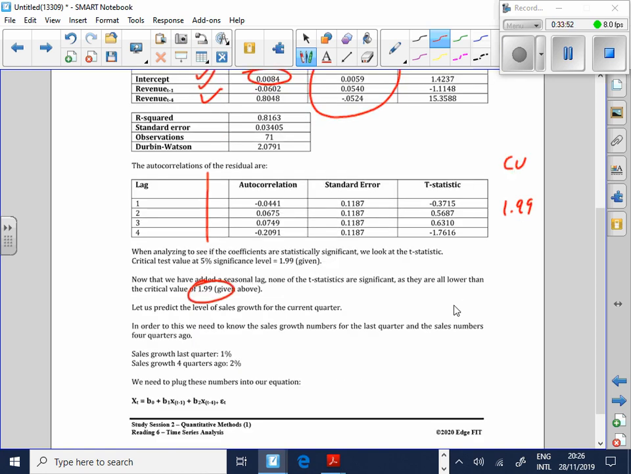Okay. And I also know what the numbers were, don't I? Sales growth last quarter, 1%, plug that one in. And sales growth 4 quarters ago, 2%, plug that in. Over there. You happy with that, guys? It's a plug and play. Nothing that we haven't seen in terms of any of the normal regression thus far.